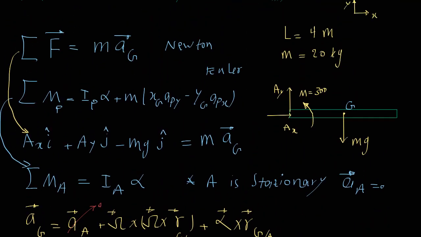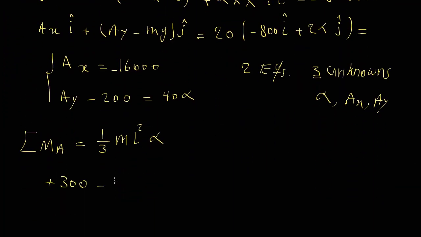So what are the other moments that we have here? Well, these two components do not generate any moments around point A. So that's good, and we are only left with mg over here. The moment of mg around this point would be mg times this arm, which is L over 2, and it would be in the clockwise direction, so in the minus K direction. So we show it with a negative scalar value. So we would say minus mg L over 2 is equal to 1 over 3 m, which is 20 kilograms, times L squared, which is 16, times alpha. This is our third equation. The only unknown in this equation is just alpha. So we got 3 equations, 3 unknowns, and we should be able to solve it.